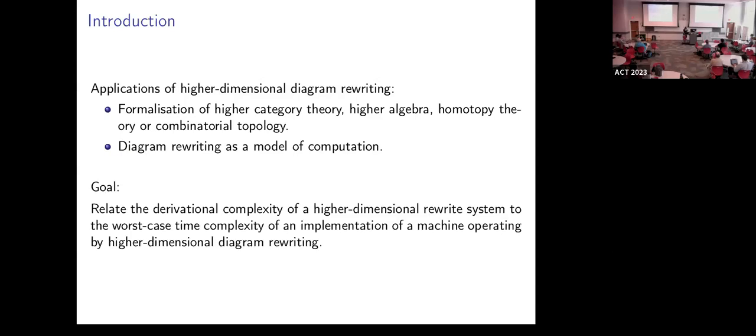And our goal for this work was to relate the derivational complexity of a higher dimensional rewrite system to the worst case time complexity of an implementation of a machine that operates via higher dimensional diagram rewriting.